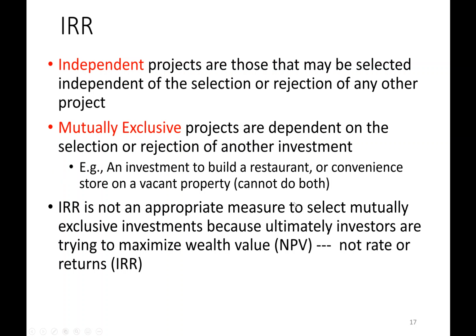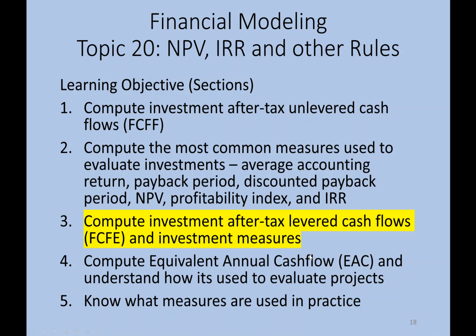Now, IRR is not an appropriate measure to select mutually exclusive projects because ultimately you really care about cash flow. And therefore, I don't really care if a project gives me a higher rate of return. I really care which project makes me richer. So in this topic, we calculated the most common measures: average accounting return, payback period, discounted payback period, NPV, profitability index, and IRR. And by the way, the main one we should be using every day is NPV, because that tells me specifically whether a project is going to make me wealthier. It creates cash.